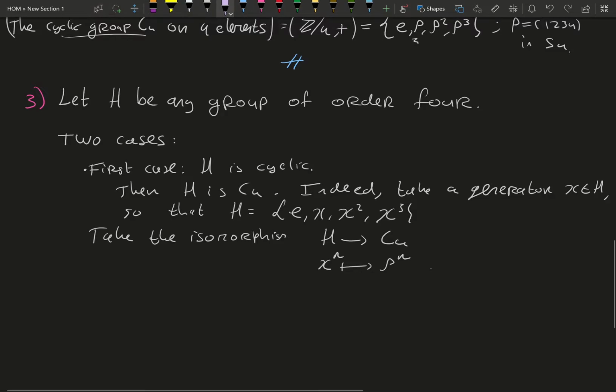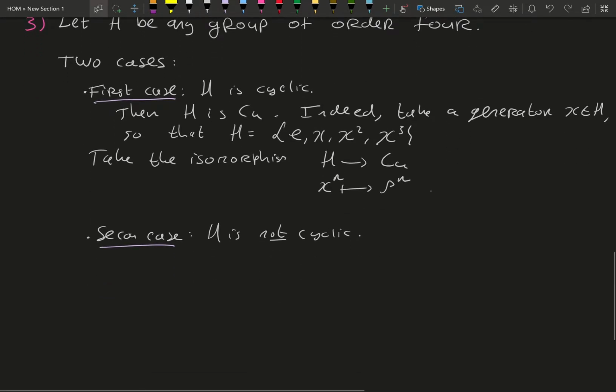And now, so this was our first case. Now we go to our second case. Because we've now dealt with the case that H is cyclic, so now we suppose that H is not cyclic. And then we're going to use a little result, namely we're going to use that the order of an element in a finite group always divides the order of the group. And you've probably heard this result. If not, you might have heard of Lagrange's theorem. So let me write something down.